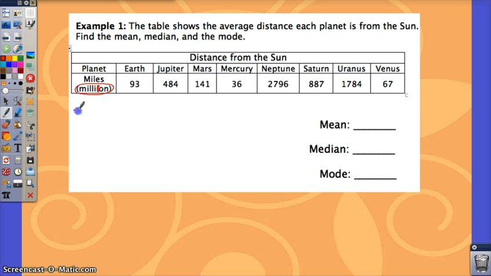To find the mean, you can just add them all up and divide by how many there are. So I'm going to have 93 plus 484 plus 141 plus 36 plus 2,796 plus the other ones. Now here's the deal. With the mean, you don't have to have them in order, but you add them up and then divide by how many there are. There's 1, 2, 3, 4, 5, 6, 7, 8 values. Just want to make sure I'm doing the right thing.